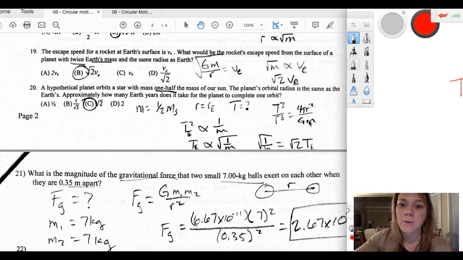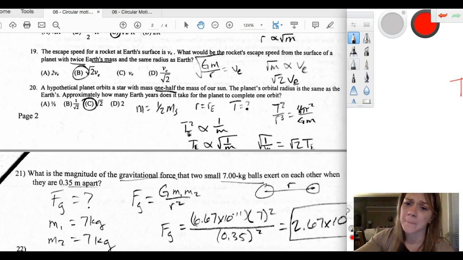And so what I did here, where you see the t squared over r cubed equals 4 pi squared over gm, this is a common derivation that we use when we plug in the velocity equation, 2 pi r over t.